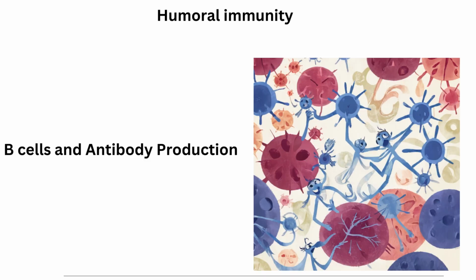B cells and antibody production. Humoral immunity primarily revolves around a type of white blood cell called B lymphocytes, B cells. B cells are produced in the bone marrow and have specialized receptors on their cell surfaces that can recognize specific antigens, which are usually proteins found on the surface of pathogens.